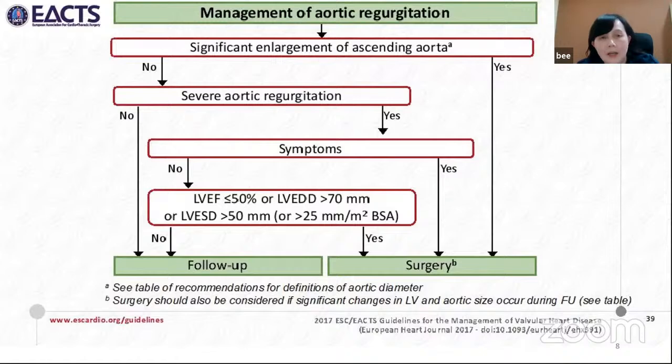However, on the other hand, in patients having asymptomatic severe aortic regurgitation, the timing of surgery will be guided by left ventricular dimension. And this is defined by a left ventricular end systolic dimension that is greater than 5 centimeters, or an indexed left ventricular end systolic dimension that is greater than 2.5 centimeters per meter square, or a left ventricular end diastolic dimension that is greater than 7 centimeters.